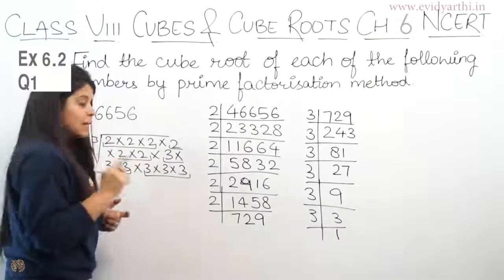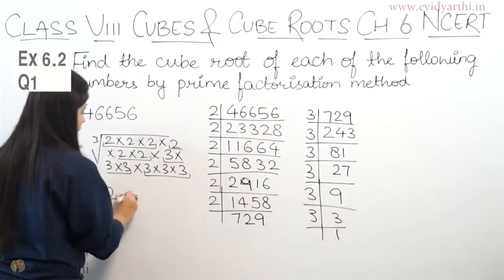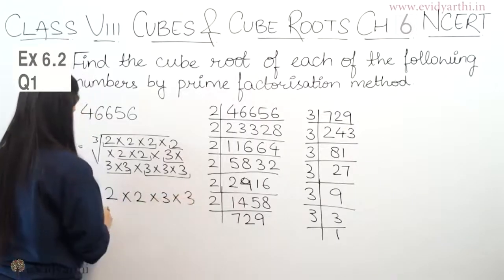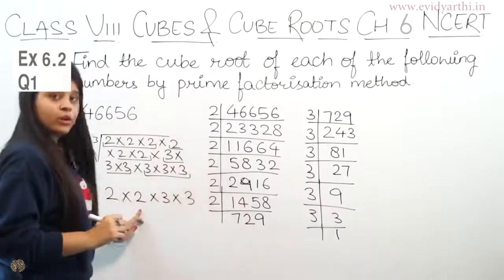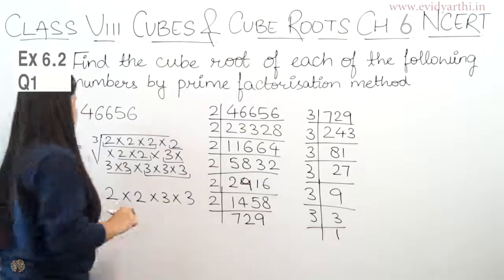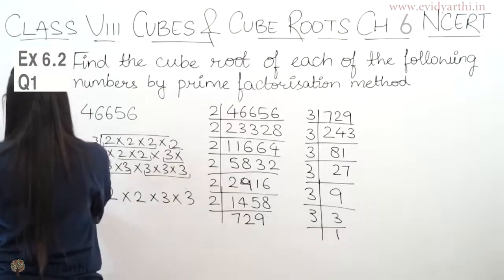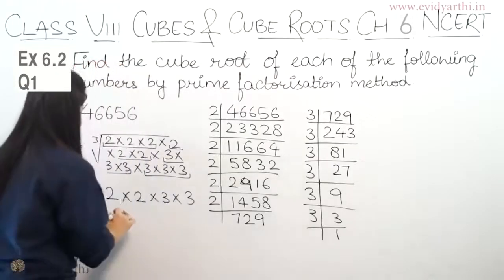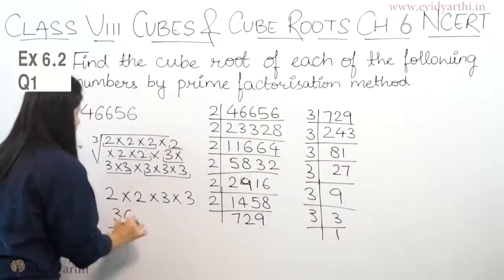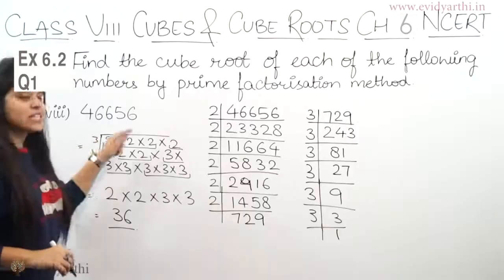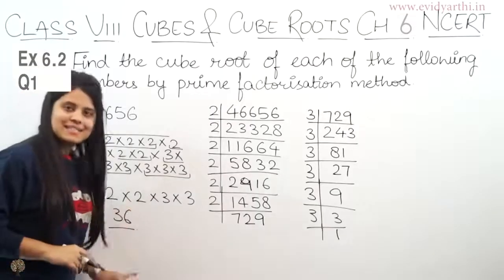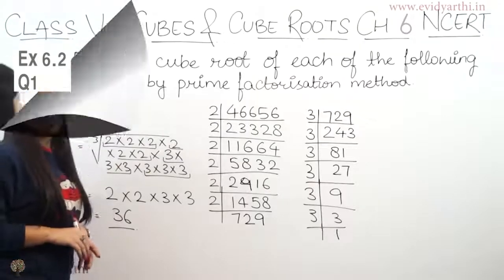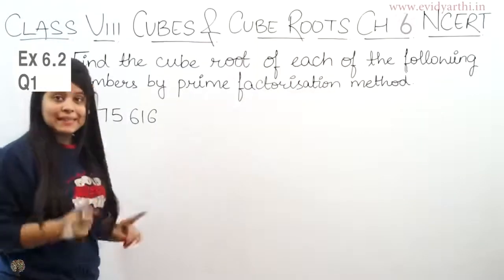हर triplet में से एक number ले लेंगे. It will be 2, 2, 3 and 3. So let's multiply this. 2 2s are 4. 4 3s are 12. 12 into 3, let's multiply. 3 2s are 6. 3 1s are 3. So this is 36. Means the cube root of 46656 is 36. This was part number 8. Now let's come to the next part. Now coming to the 9th part.